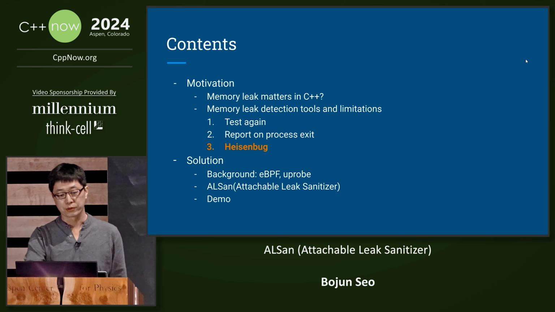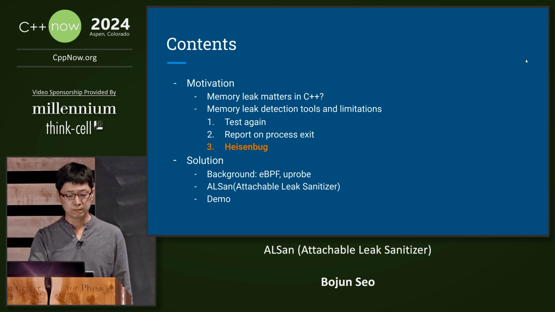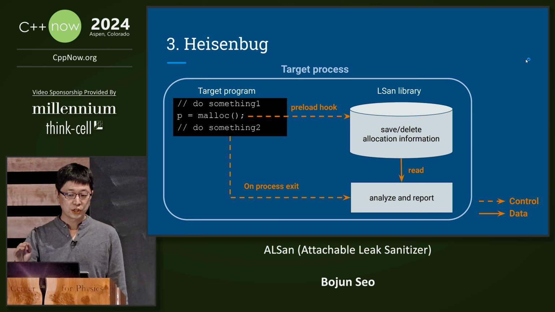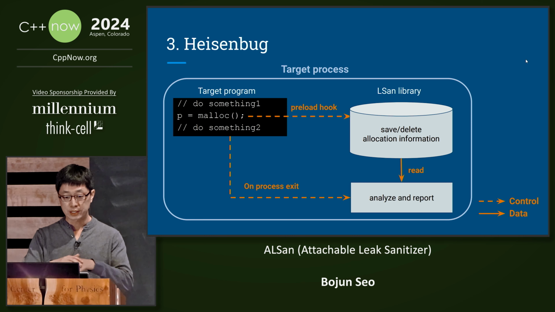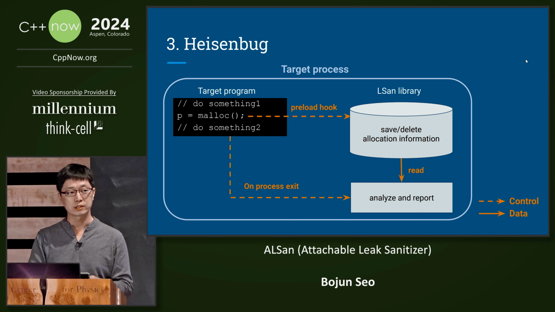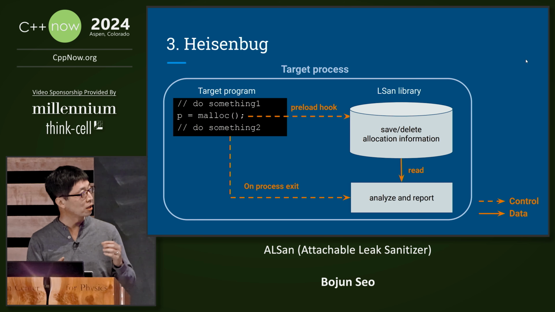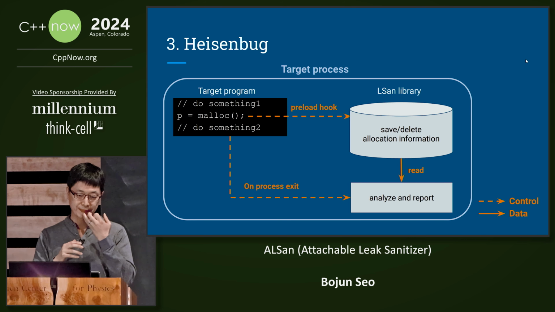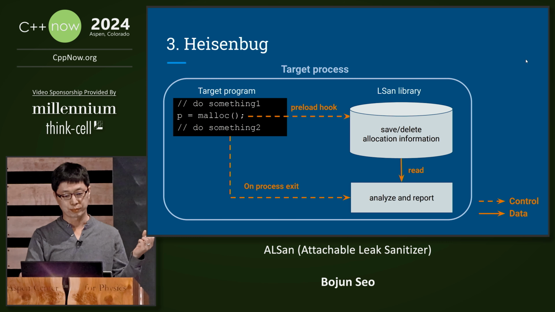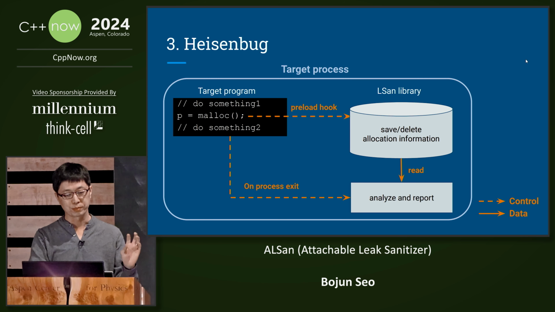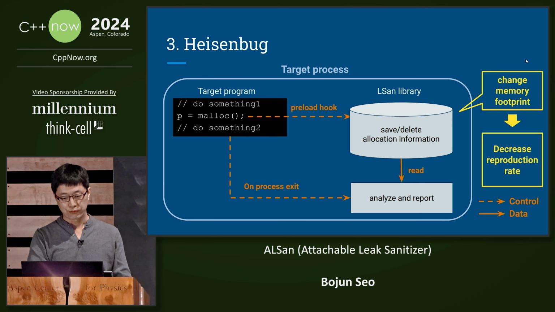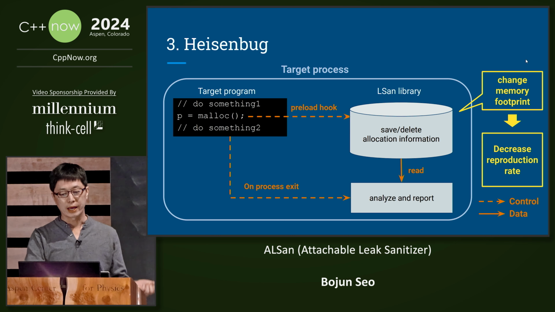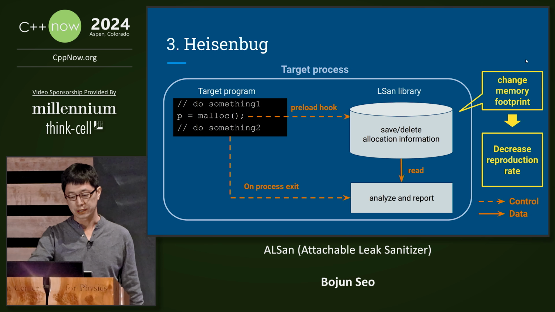Limitation number three is the Heisenberg effect. Here you can see that the LSan library is preloaded, so it's running inside the same process, together with the target program. It shares the virtual memory, so saving and deleting its allocation information will affect the memory, and that could decrease the reproduction rate.